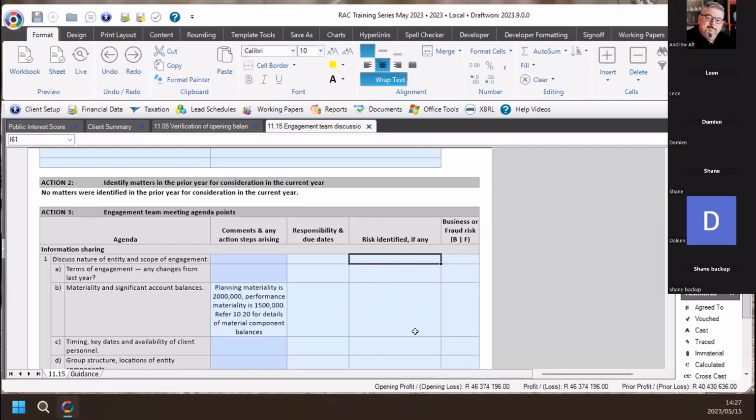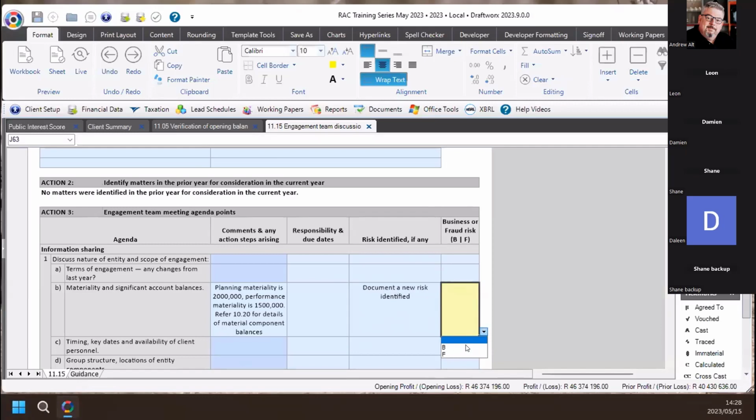Now, in the case of 11.15, we are really just asking to identify the risk. So I can now go and document a new risk identified. As soon as I do that, it highlights in yellow, signifying a compulsory input field. I need to document, is this a business or a fraud risk?